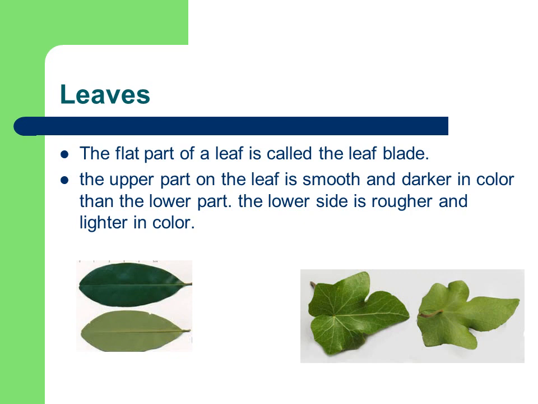Leaves. The flat part of the leaf is called leaf blade. The upper part on the leaf is smooth and darker in color than the lower part. The lower side is rougher and lighter in color.